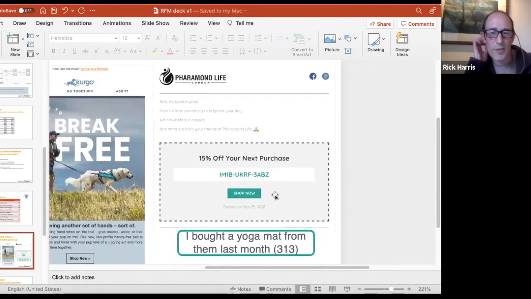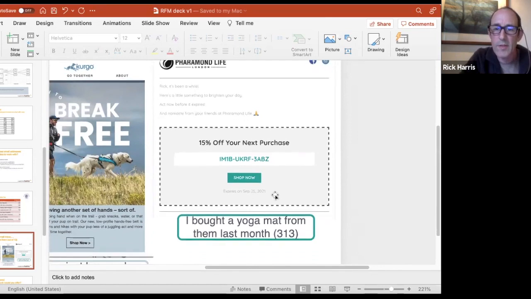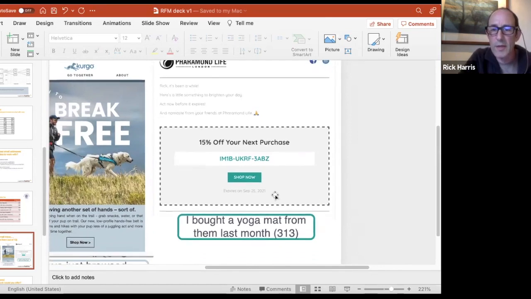50% off your next purchase. Here's a code. And an expiry date, which was about a week after they sent me the email. So as a new customer, only bought from them last month, I spent 100 quid, I think, or 80 quid on 2 mats. They've sent me 15% off your next purchase. Any good?